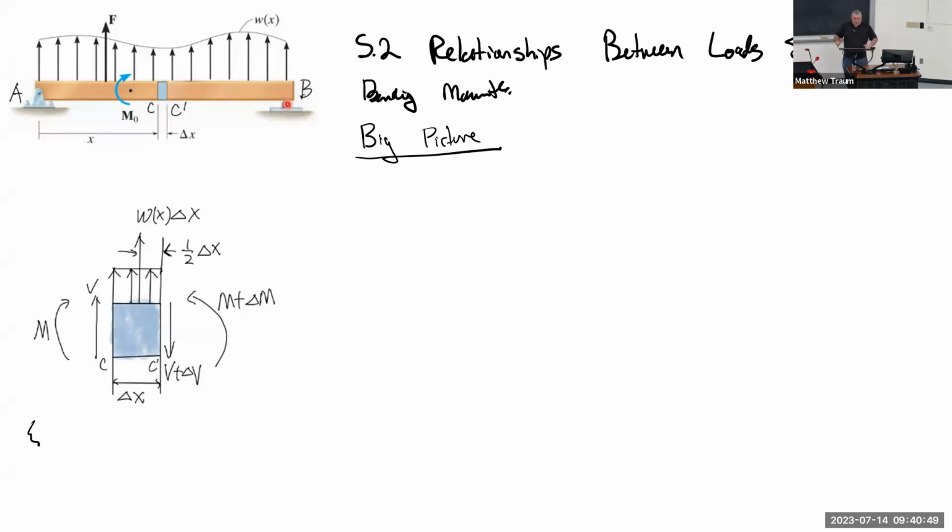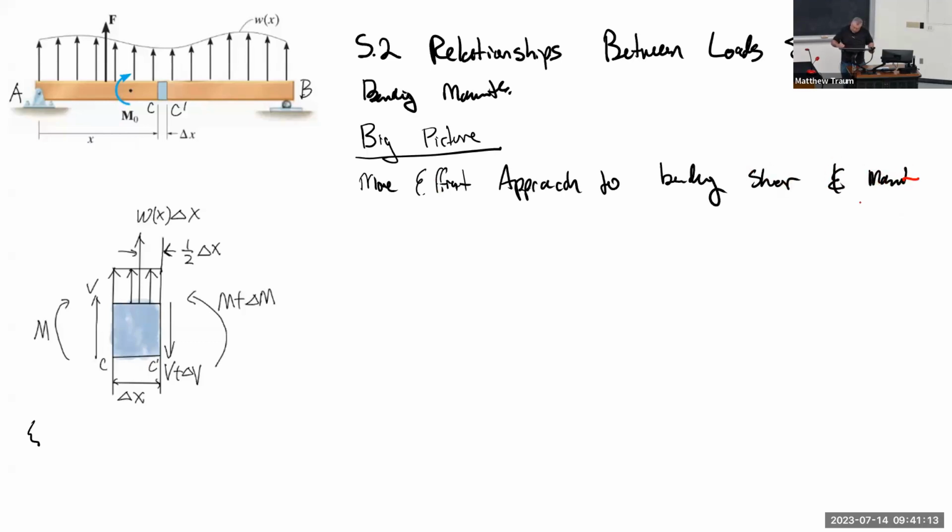And so the big goal, see if I can get this to write right this time. The big goal is to come up with a more efficient approach to bending, shear, and moment diagrams. I have no idea why that just changed to red.